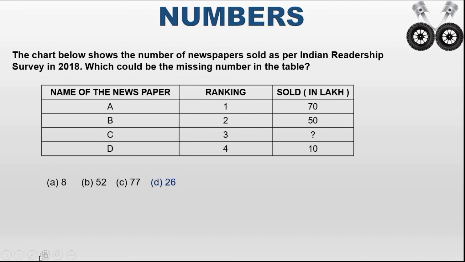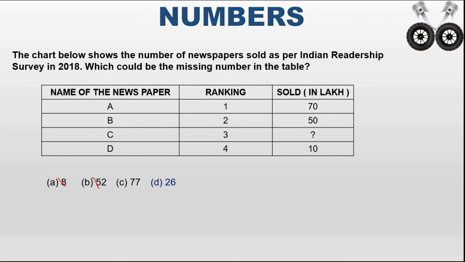So first I choose the number 8. I will put it here. So 8 is less than 10. If the number is less, it should be at the last, but it is given before. So 8 will not come. Okay, next I have to put the number 52. 52 is greater than 50. So that means it should come before, and then 50 should lie below. So 52 is also not correct.